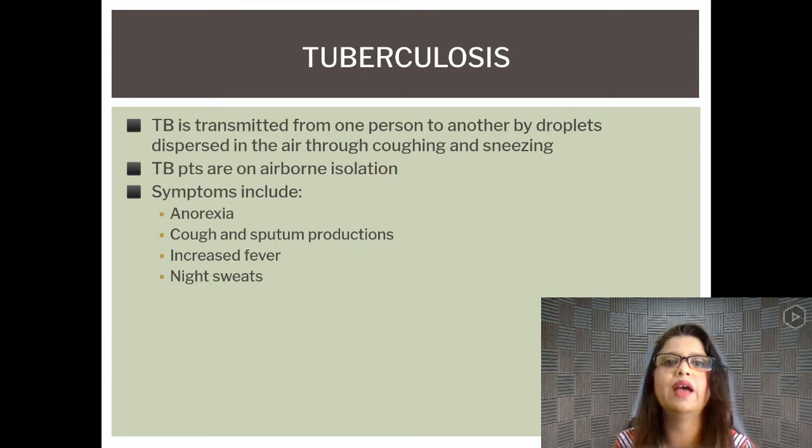There's times when people have blood in their sputum when they're coughing, and then they're coughing out blood. That could be just a sign of TB or pulmonary edema. High fever, night sweats, anorexia. What's anorexia? They don't want to eat.